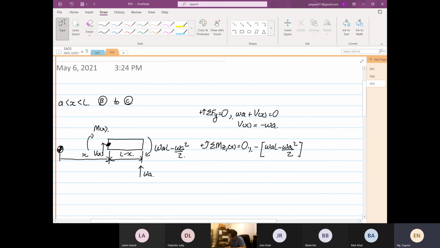Right? And M X is also going clockwise, so minus M as a function of X is equal to 0. So M as a function of X now is equal to, so I brought this, so equal to minus omega AL. Okay, wait, I'm skipping, yeah, it's the same. So minus omega AL minus omega.